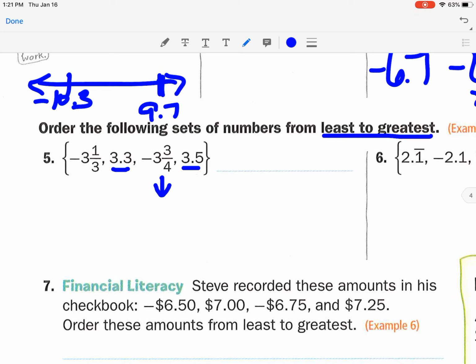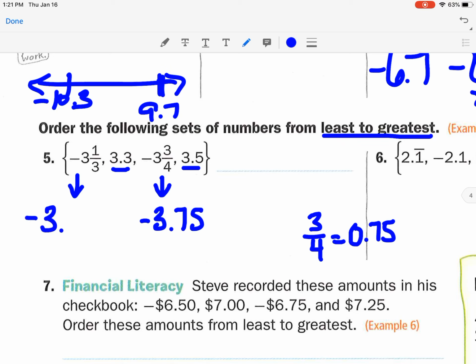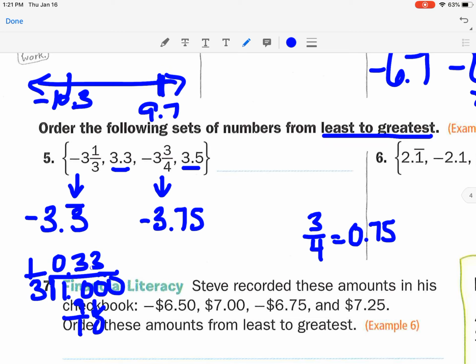Well, 3/4 is a benchmark fraction, which means we should know what that is. And if we don't, I'm going to show you, but it's 3 and 75 hundredths, because 3/4 of a dollar is 75 cents. Okay, so it's 0.75. And then we've seen 1/3 a whole bunch, and 1/3 we know is a repeating decimal, 0.33333 with the bar notation above it. If not, you take your numerator and divide it by your denominator, and you're going to see it's just going to keep repeating.